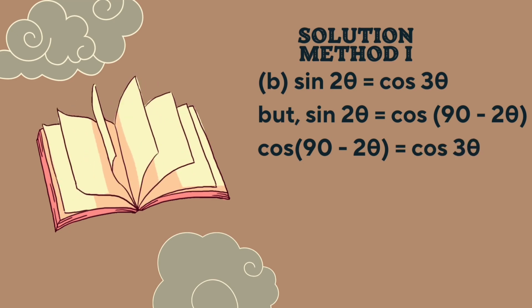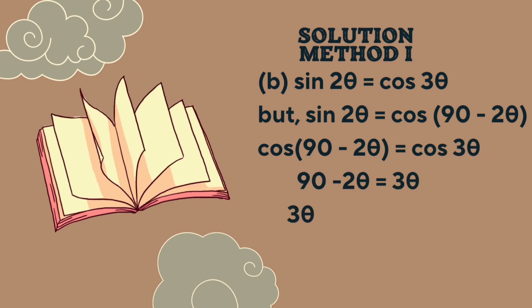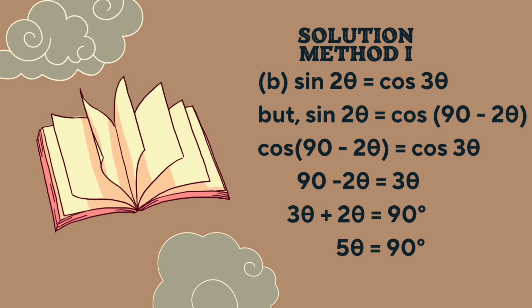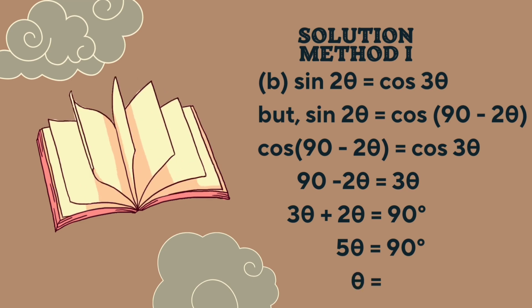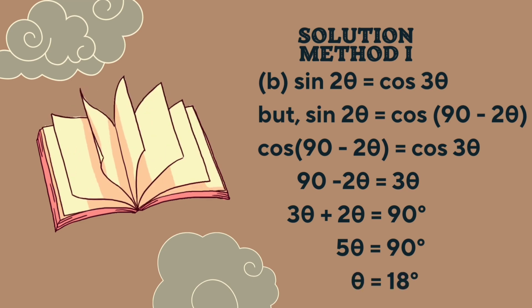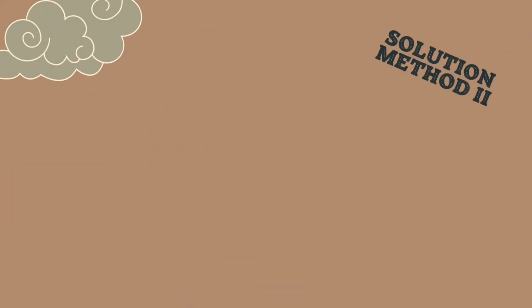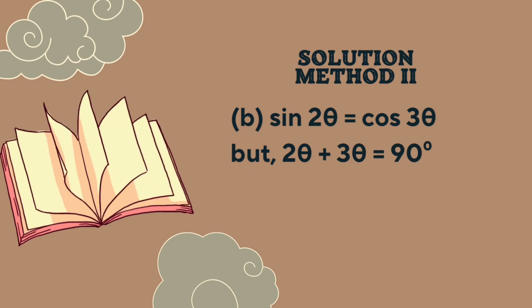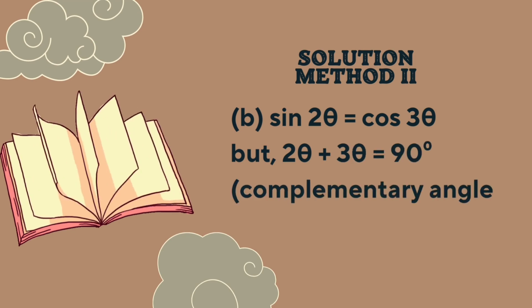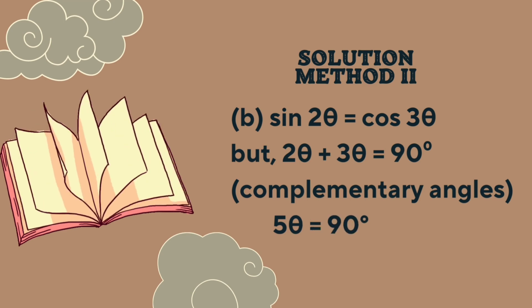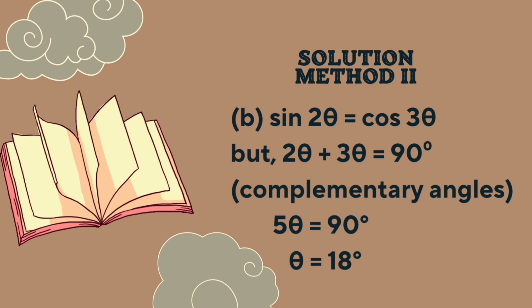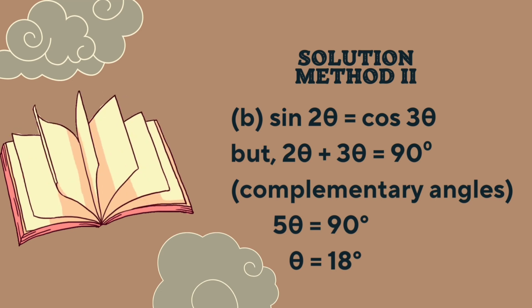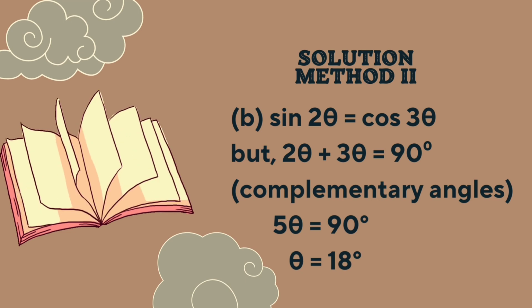In the next question, which is question B, we'll use method 1 to solve it. Sine 2 theta will be equal to cos 3 theta, but sine 2 theta is the same thing as cos of 90 minus 2 theta. And so in place of sine 2 theta, you can replace it with cos of 90 minus 2 theta. When you do that, the cosines will cancel out themselves on both sides, leaving you with the answer. The second method you can also use is to add up the two angles to make 90 degrees. When you add up the two angles, you are going to have 5 theta being equal to 90 degrees. And when you make theta the subject of formula, you have 18 degrees as your answer.